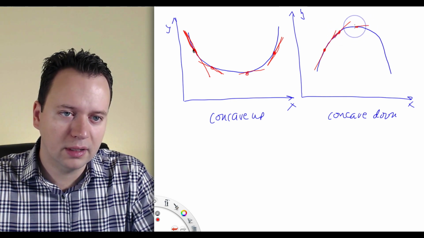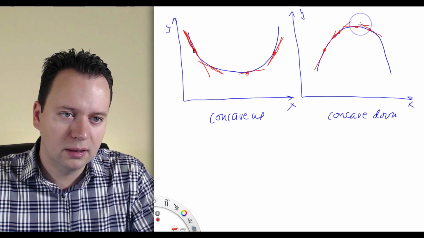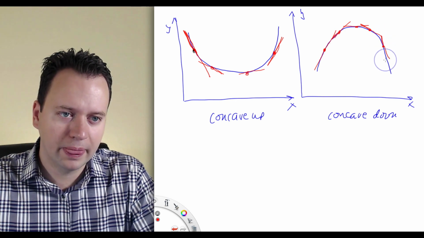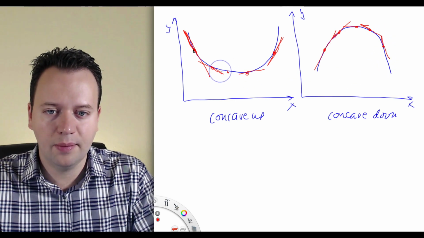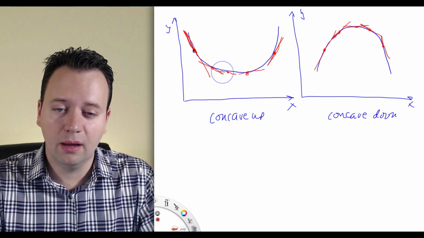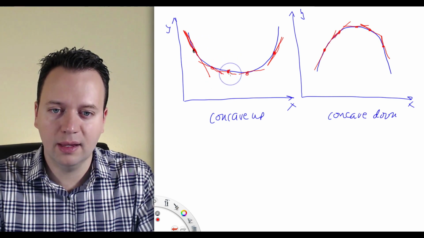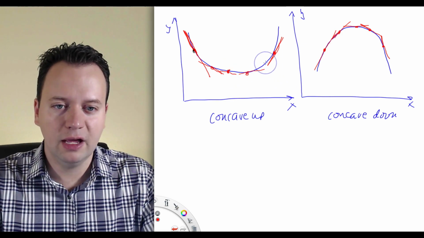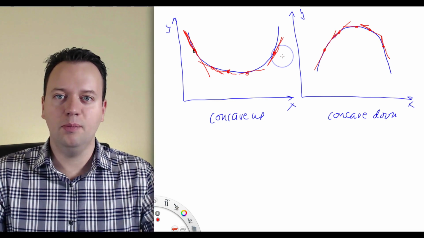Tangent line here is like that. Tangent line here is like this. So while I'm drawing this, pay attention. Do you notice anything? Right. So if you're concave up, the graph in a neighborhood of any point is always above the tangent line. So if you look at all these tangent lines, the graph ends up being above it.